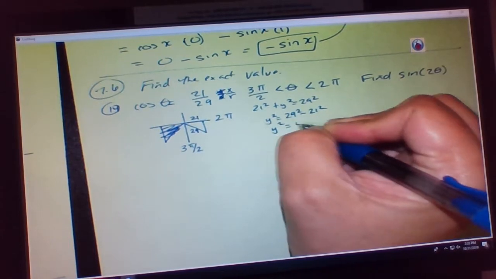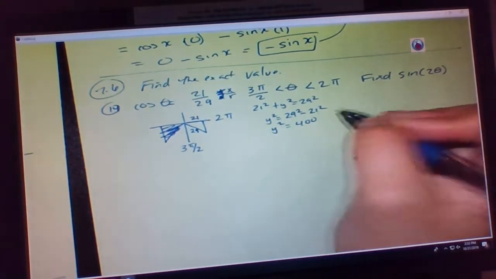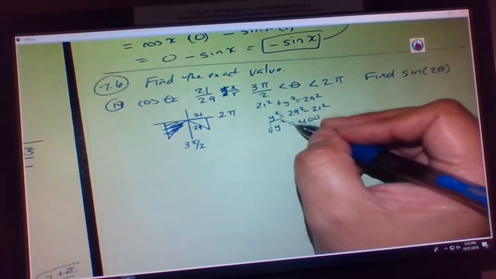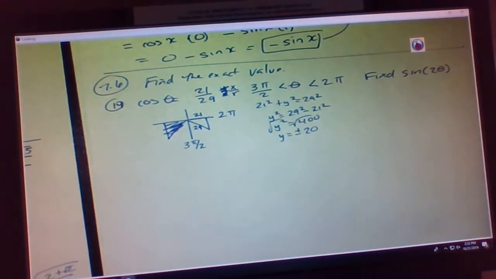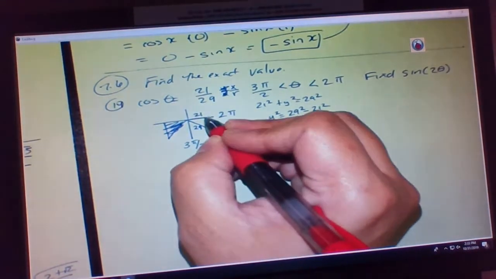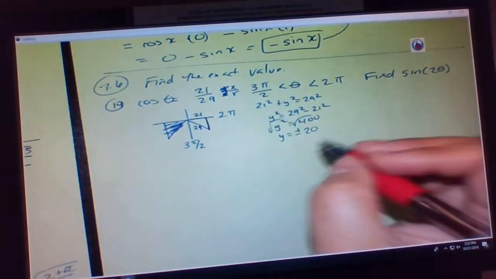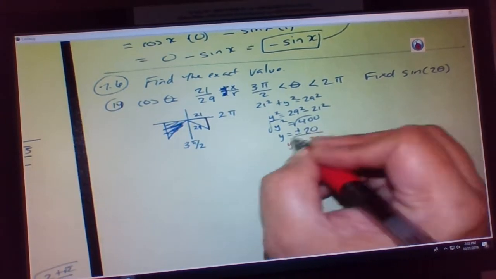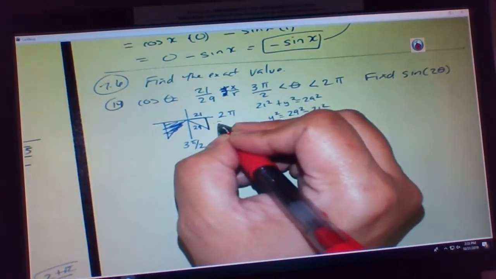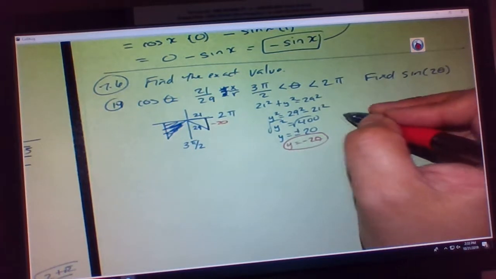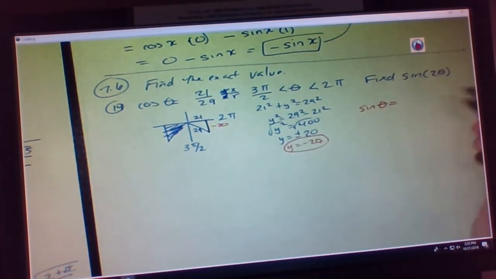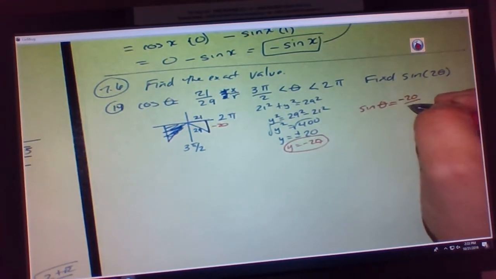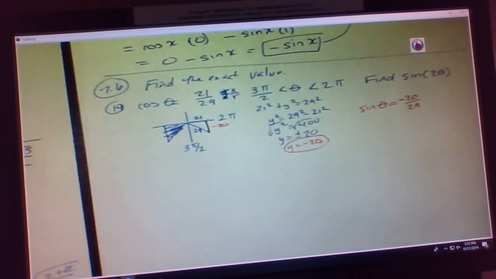Y squared is 400. We take the square root of this, and I get that y could be either positive or negative 20. But because of where I'm at, your y's are what here? Negative. So the only one I can use is negative 20. So I need to find my sine of the angle, which is negative 20 over 29, because it's y over r.